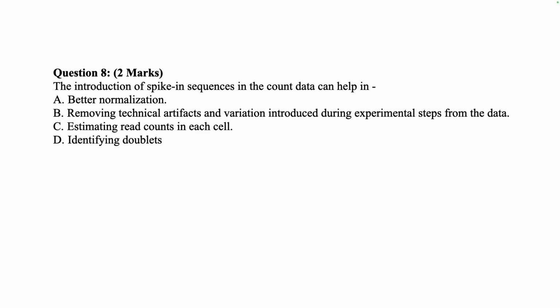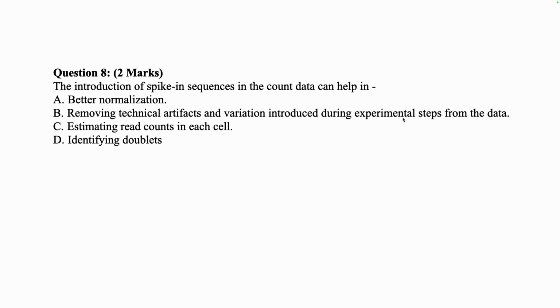So the spike-in sequences in the count data can help in better normalization, and they can also help in removing technical artifacts and variation introduced during experimental setups from the data, because we already know how much RNA we are adding. So any variation that is coming is coming from the biological variation, not from the technical variation, because we are already covering the technical variation from our end.